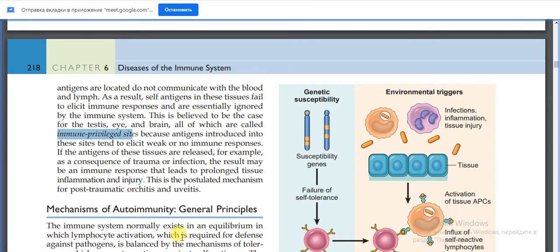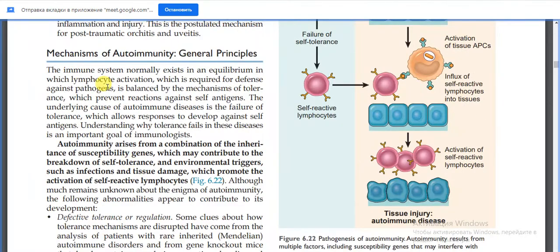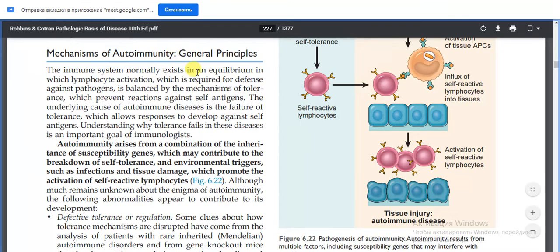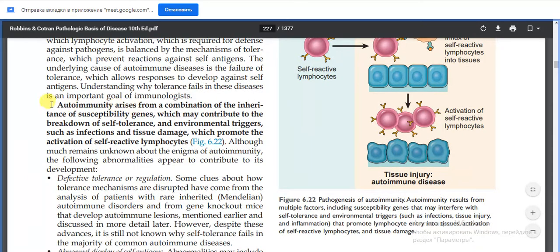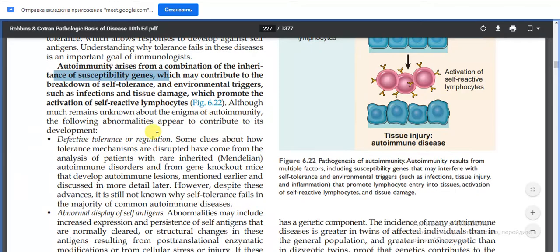Okay, let's continue. What are the mechanisms of autoimmunity? We have general principles of autoimmunity mechanisms. Autoimmunity arises from a combination of the inheritance of susceptibility genes, which may contribute to the breakdown of self-tolerance, and environmental triggers such as infections and tissue damage, which promote the activation of self-reactive lymphocytes.